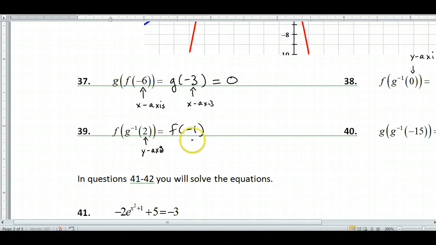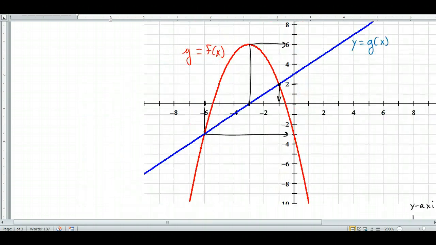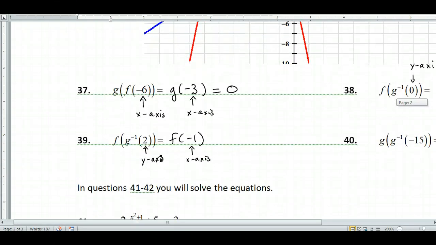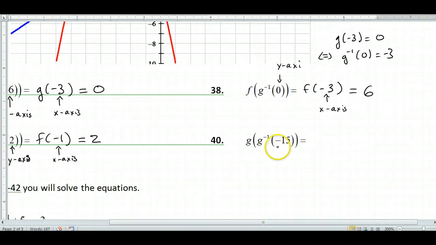Now, this is on the x-axis, right? So you read negative 1 on the x-axis. It's the input of f, and you want the output. Well, look, you go negative 1, and the output is 2 right here, because actually this point is shared by both f and g. So you're going back to where you started, because it happens to be a common point, okay? Okay, negative 15, that would be on the y-axis, right?